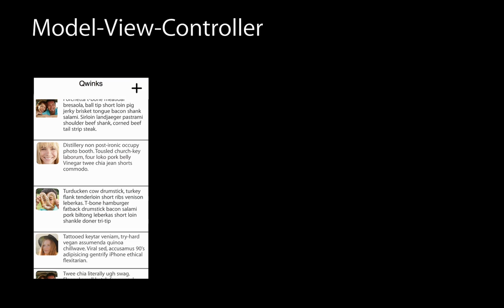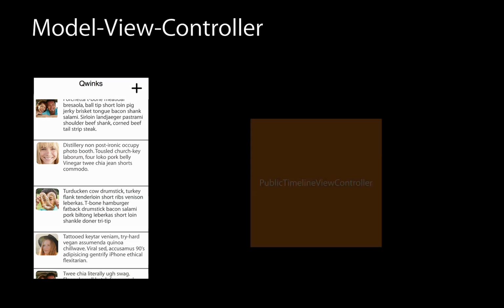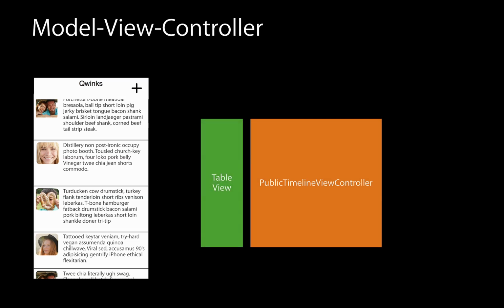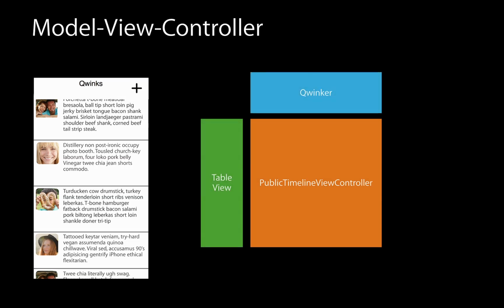So that is the model, view, and controller for this initial scene in our application. We have our public timeline view controller, which acts as the data source for the table view and is able to get information from the model and shuffle that into the view by implementing that table view data source protocol method. The table view is a composite. When we scroll it, everything moves together as one.